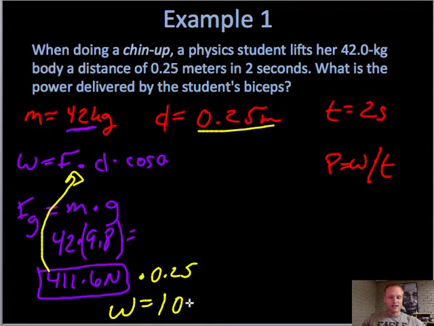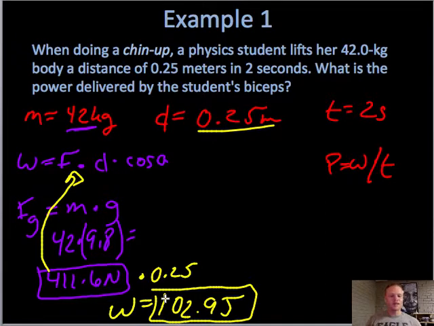get 102.9 joules, okay, of work. So to do this chin-up, the student is going to expend 102.9 joules of work.